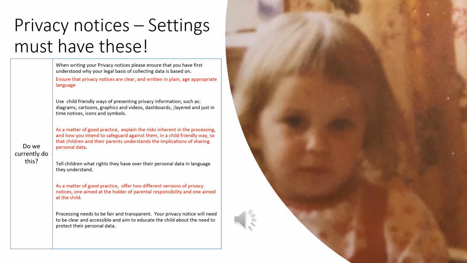Tell children what rights they have over their personal data in the language they understand. As a matter of good practice, offer 2 different versions of privacy notices, one aimed at the holder of parental responsibility and one aimed at the child. Processing needs to be fair and transparent. Your privacy notice will need to be clear and accessible and aim to educate the child about the need to protect their personal data.